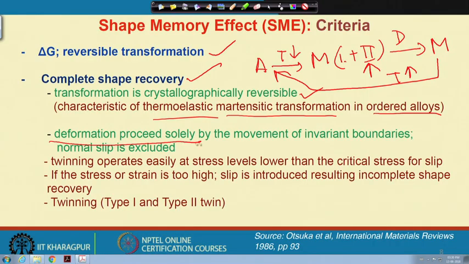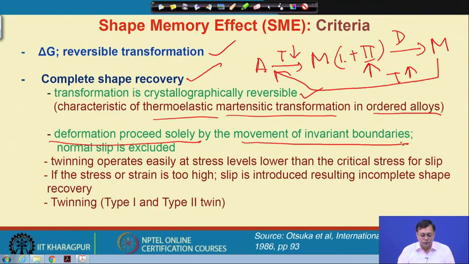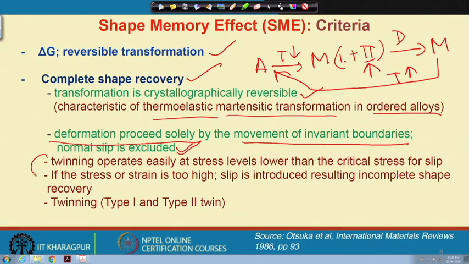Now, another most important criterion to achieve shape memory effect is that deformation proceeds solely by the movement of the invariant boundaries, where normal dislocation slip should be excluded. If any dislocation is involved in this process, then there will be no chance of getting back the 100% original shape, meaning 100% shape recovery will never be possible. And therefore, what we really need, since I am applying stress to the material, is that there will be no formation, nucleation or multiplication of dislocations only if the critical resolved shear stress for initiating dislocation is higher, okay, and the critical stress required for twinning is less, then only twins will form, is it not?